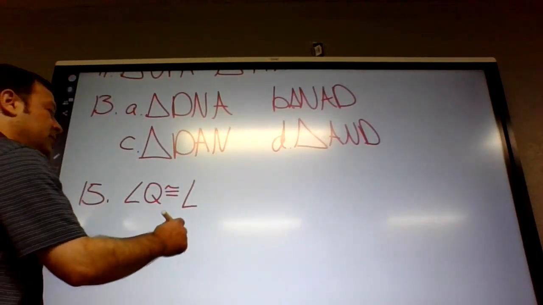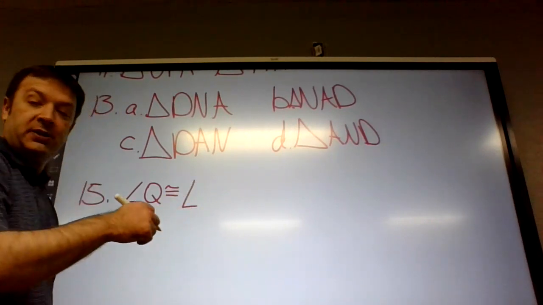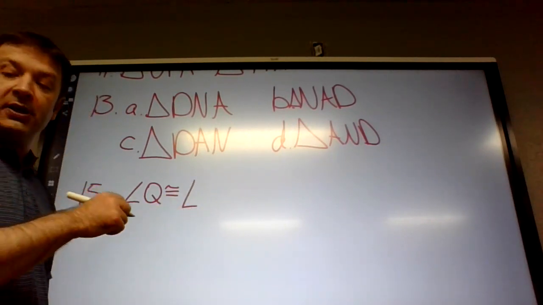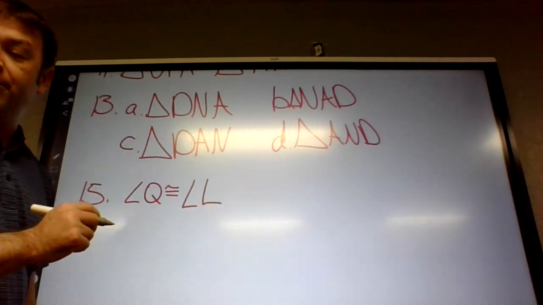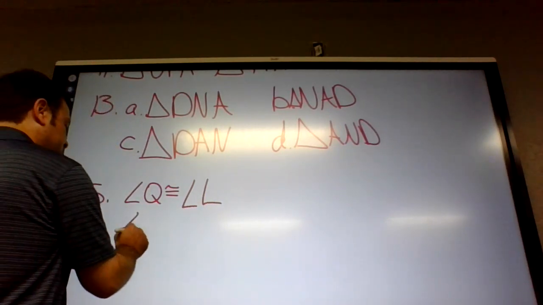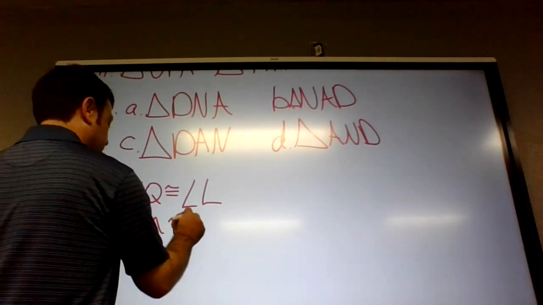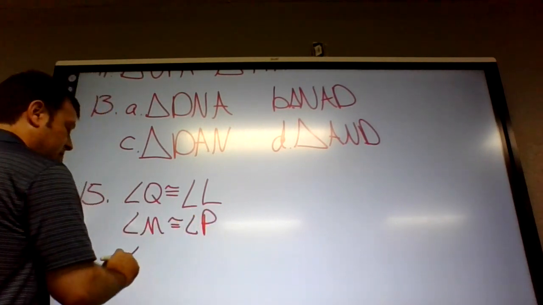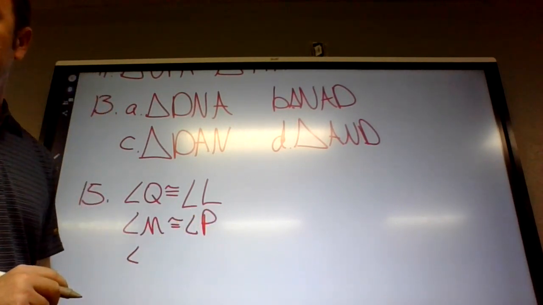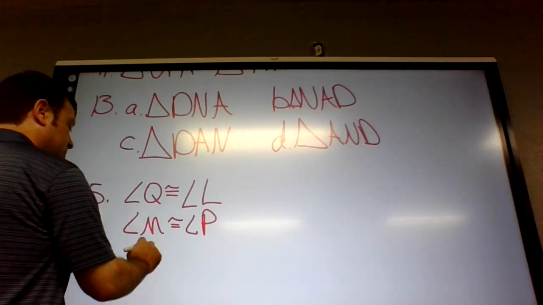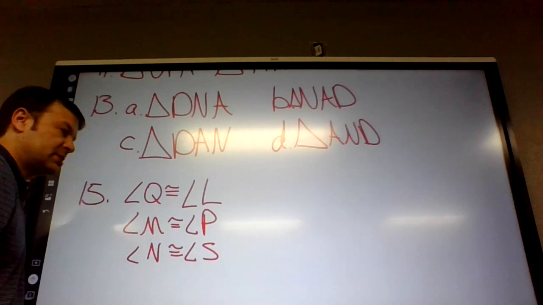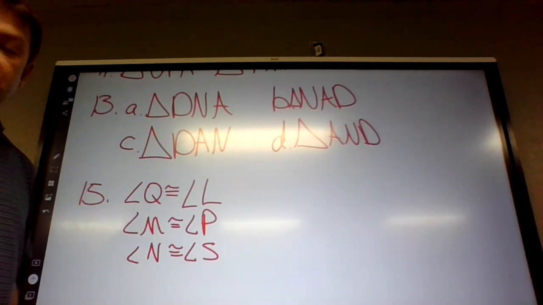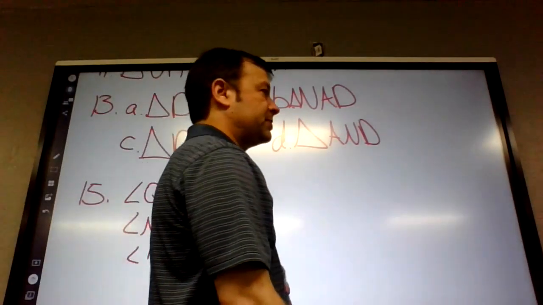You don't need a picture to tell what's congruent because they tell you in the problem. Angle Q is going to be congruent to angle L. Angle M is congruent to angle P. Angle N is congruent to angle S.